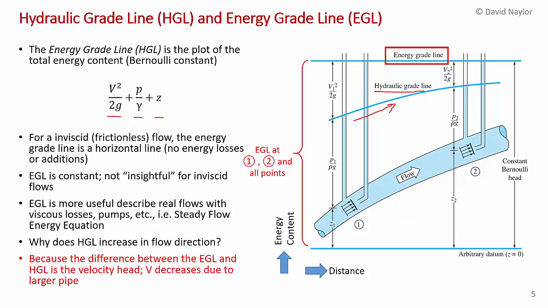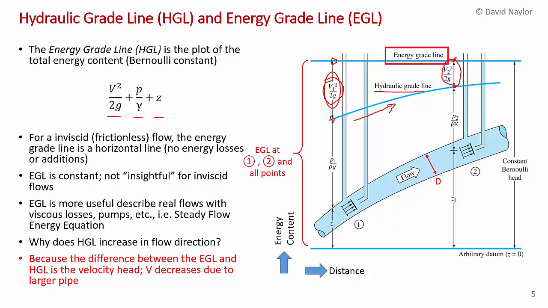The answer is because the difference between the energy grade line and the hydraulic grade line is the velocity head. So you can see here the difference at point 1 between the hydraulic grade line and the total amount of energy is just the velocity head, the kinetic energy per unit weight. And the same thing is true over here at point 2. That's the difference between the energy grade line and the hydraulic grade line. And what's interesting is in this flow, you can see that the pipe diameter is gradually getting bigger in the flow direction. That means that the velocity is going to be decreasing. The average velocity will be decreasing because of continuity.